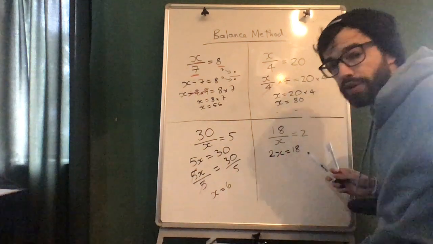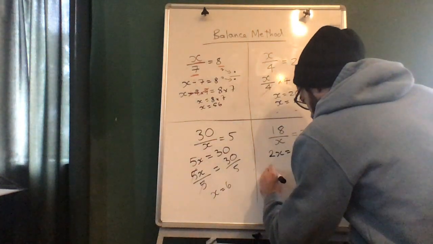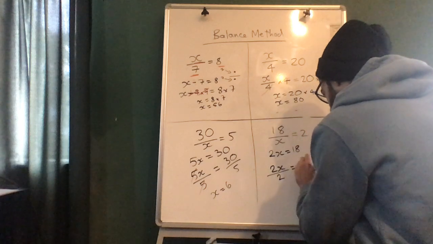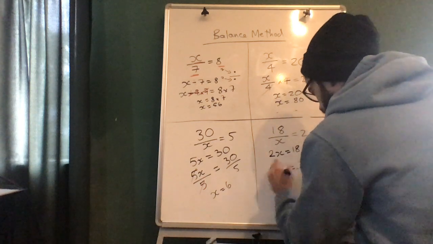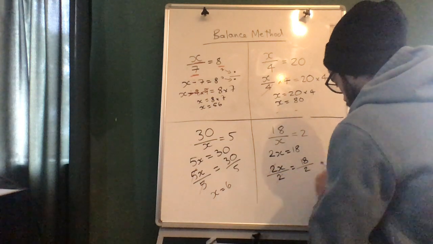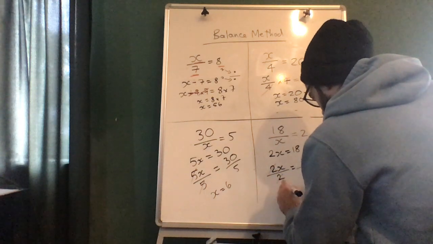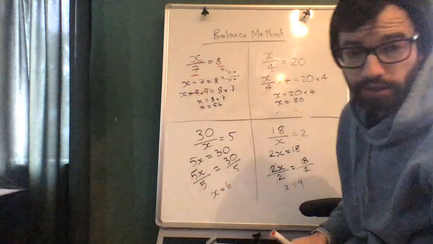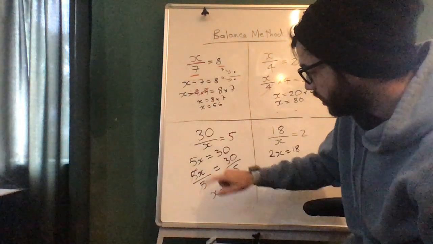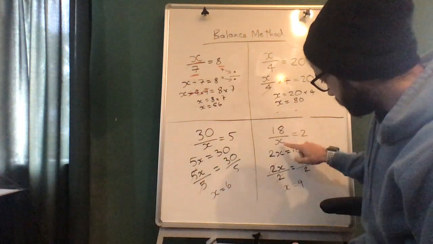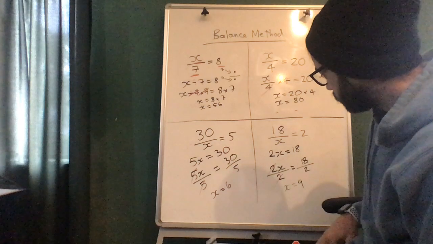So that's our rewriting of the equation. Then we go 2x divided by 2 equals 18 divided by 2. The 2s cancel each other out, so we're left with x from this side, and 18 divided by 2 is 9. Now let's quickly put them both back into the equation. 30 divided by 6 does indeed equal 5, and 18 divided by 9 does indeed equal 2.